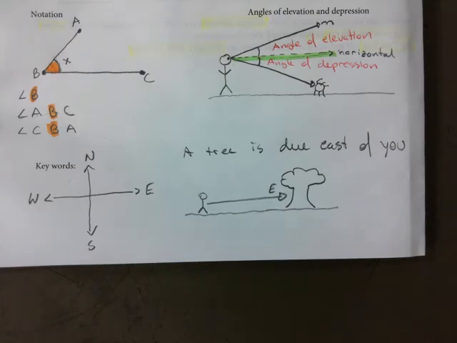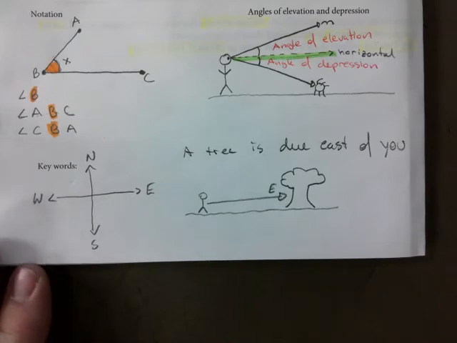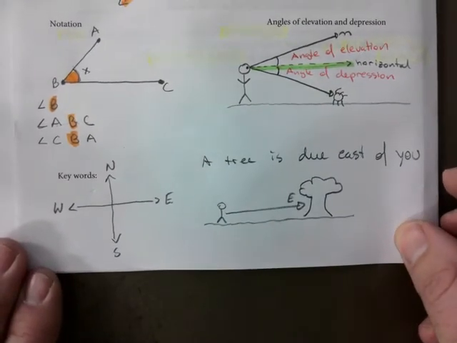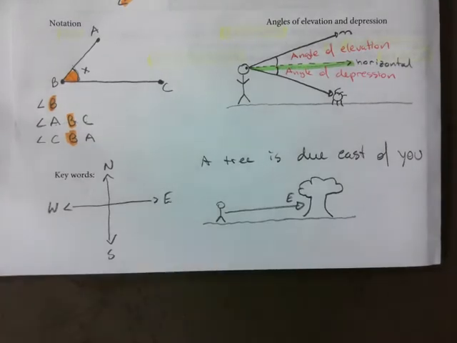So some questions, not very often, but it does come up, and so I want you to be prepared. So if something is due north of you, if you were to look up, it would be straight up, right? Due south, due west, and so forth. So if you didn't know this, now you know. It was a refresher maybe.